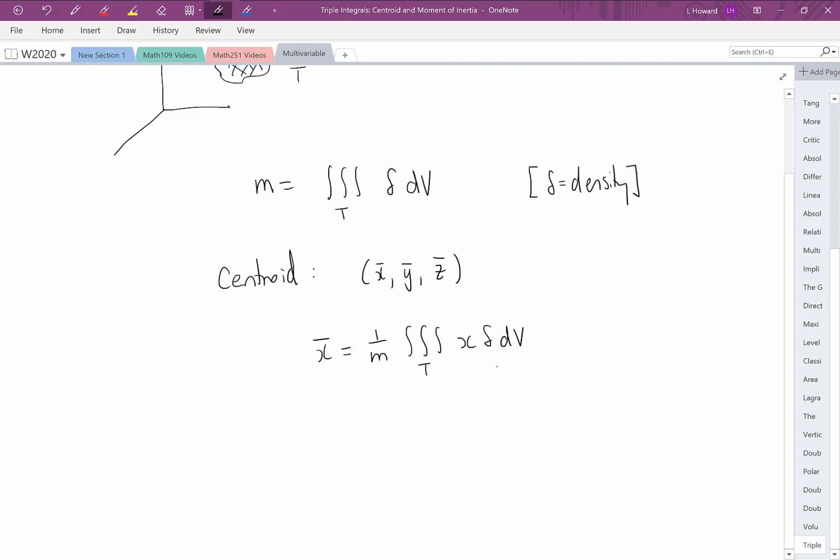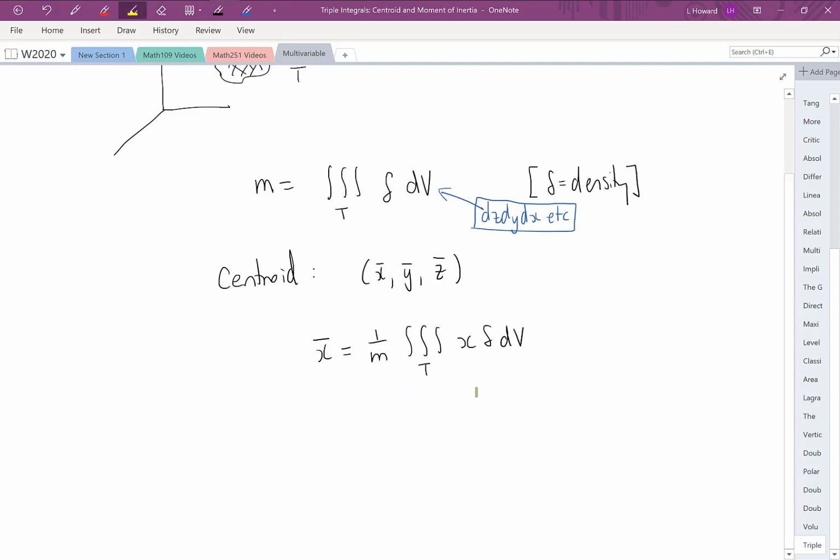Let's talk about units here and just make sure that units-wise everything makes sense so far. Delta would be in units like kilograms per meter cubed. And our dV would typically be dz, dy, dx, but it could be one of the other orders of integration as well. If each of x, y, and z were measured in meters, then this dV would be meters cubed. So you'd have kilograms per meter cubed times meters cubed gives you kilograms for mass. That makes sense unit-wise.